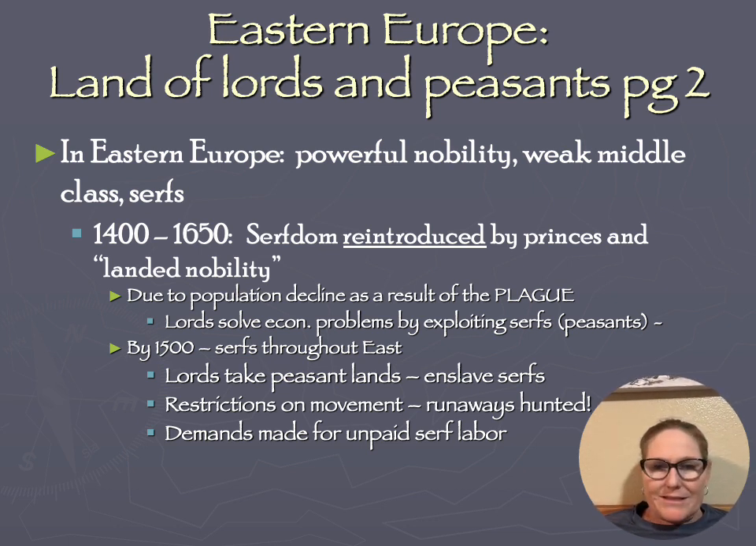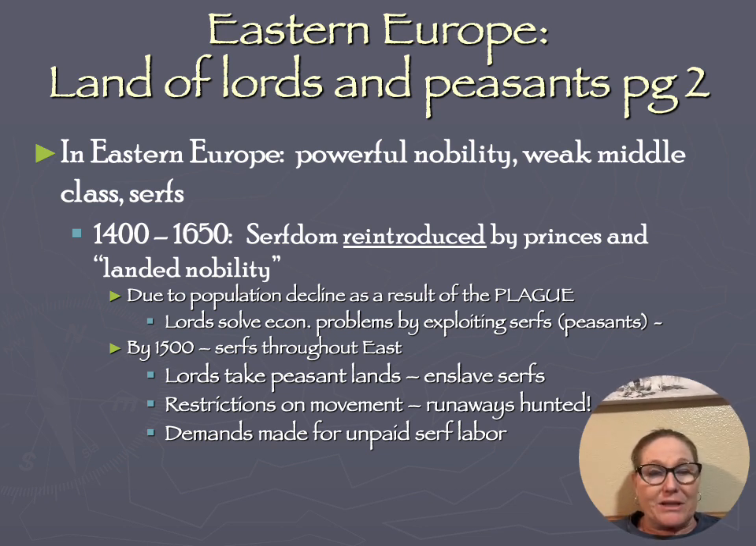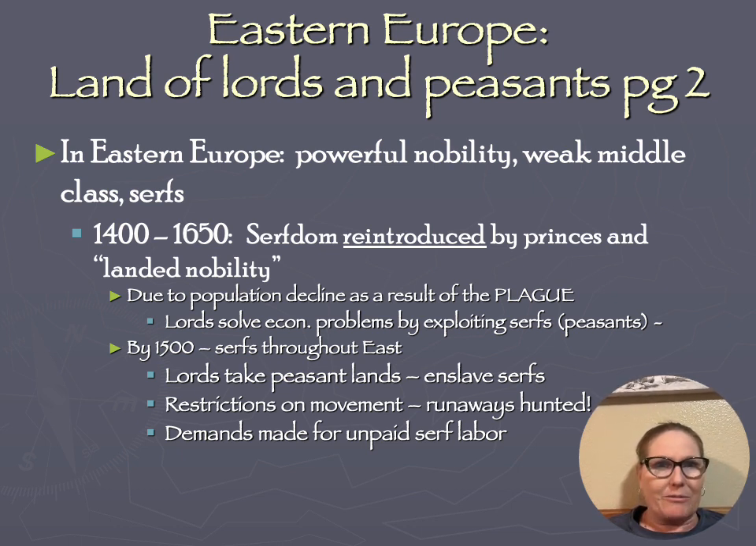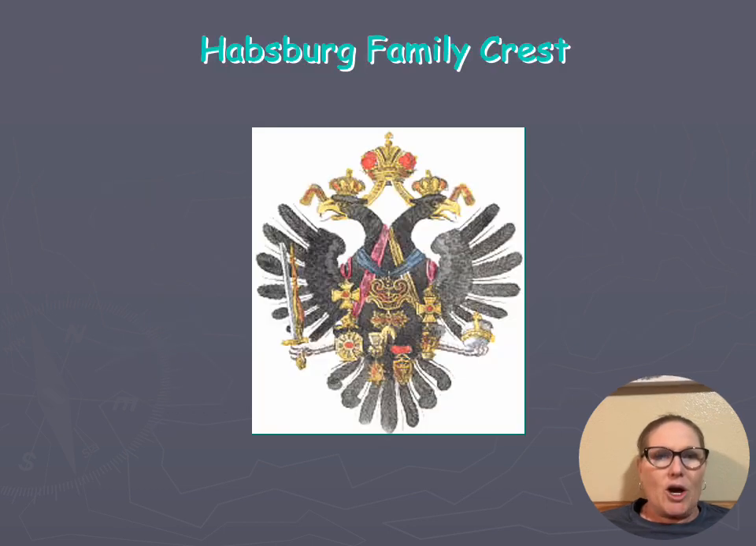But unlike the West, where the peasants actually gain their freedom, in the East they double down on it. They're like, we're going to keep serfdom and nobody can move because we need the manpower. So serfdom is reintroduced by princes and landed nobility in places it wasn't, and it's doubled down in places it already was. And the key thing here is, in the worst areas, which would be Russia, it doesn't go away until the 1860s.